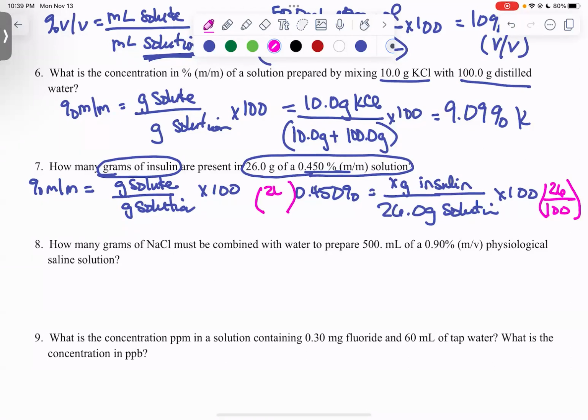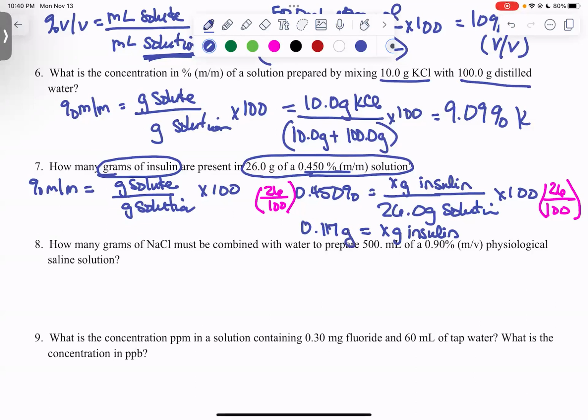So here we're going to do 26 over 100. And so when you solve, you get X grams of insulin. And so your grams of insulin should be 0.117 grams.